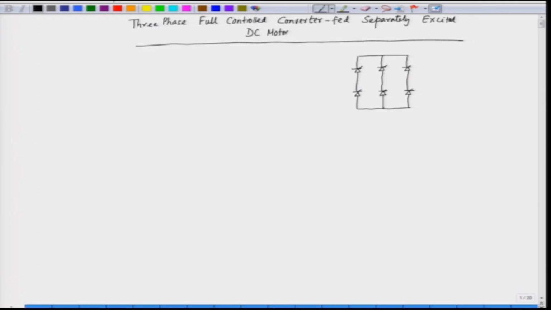The input is supplied from a 3-phase AC supply. We have phase A, phase B and phase C. The output feeds the armature of the DC motor. So, we have resistance, inductance and back EMF, and the back EMF is E. So, this is the armature of the DC motor.